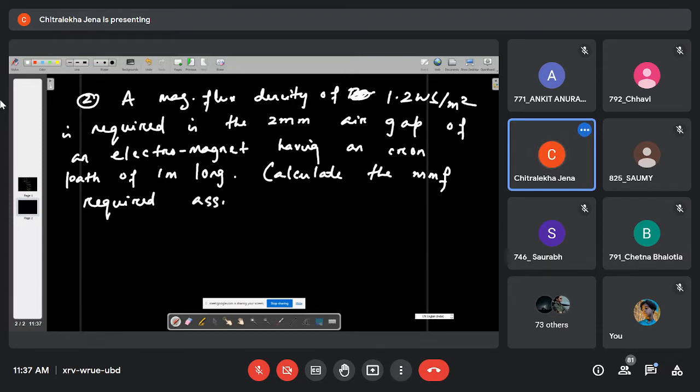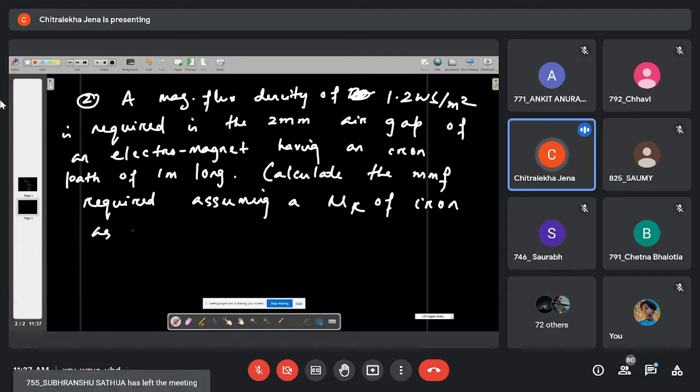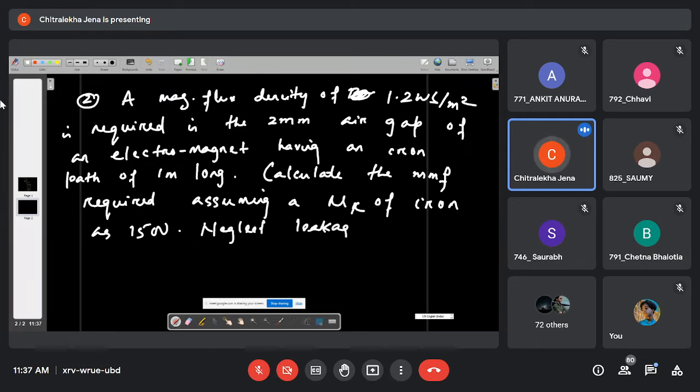Assuming a relative permeability of iron. Write down relative permeability of iron. Let me shorten it. Iron as 1500. Neglect leakage. There is no leakage flux. Neglect leakage. Read the question.